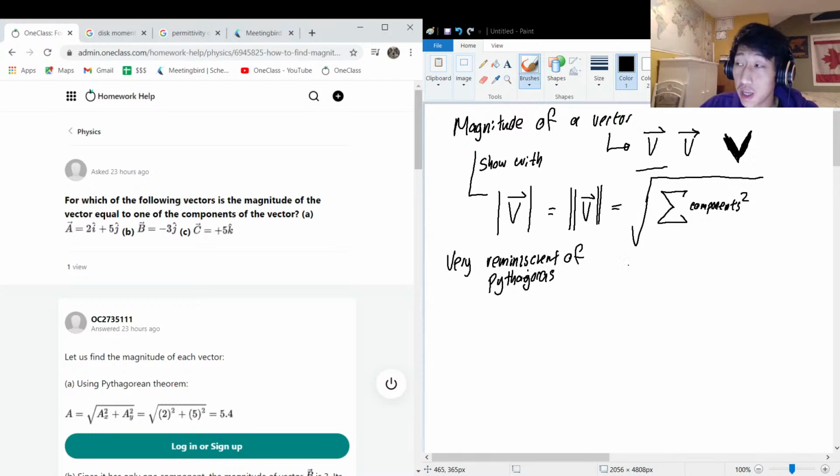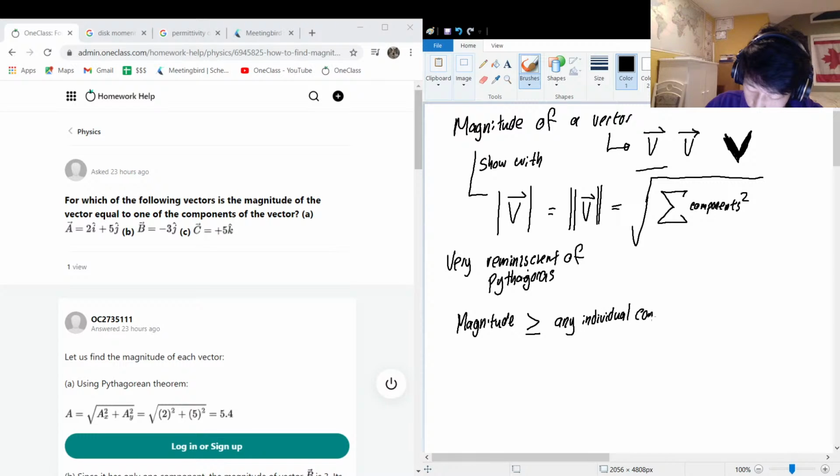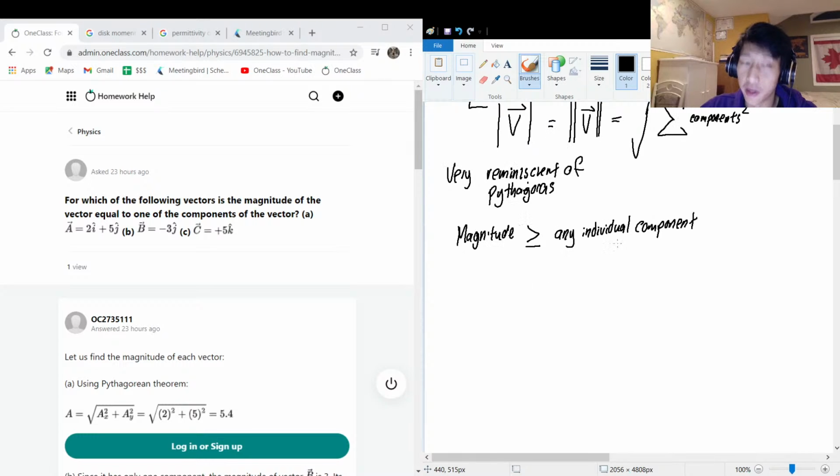Now, the magnitude is always bigger or equal to any individual component. Okay? Magnitude is always bigger or equal. And the only time that it's equal is when we only have one direction. And it seems B and C are both like that, but we'll get there when we get there.